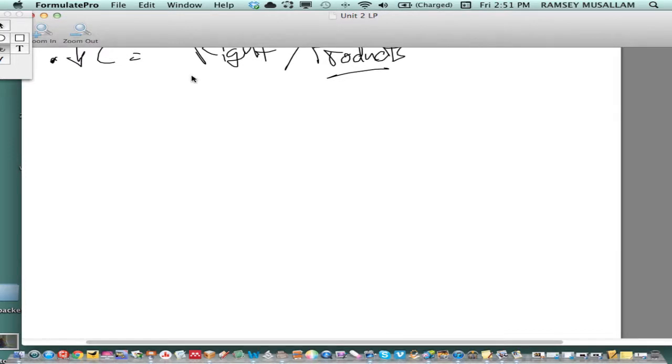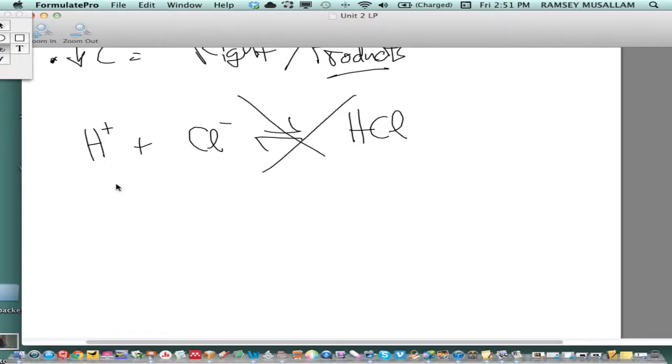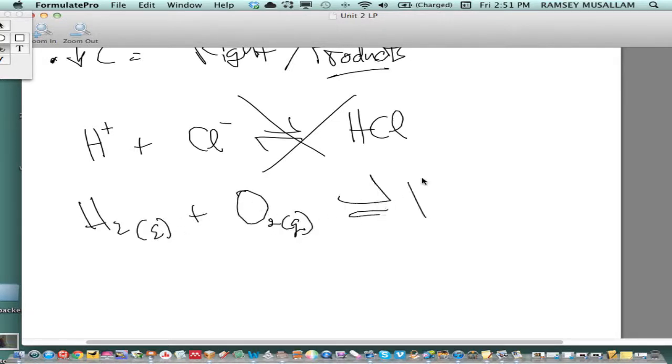So let's say we have this reaction. Let's do a net ionic reaction. H plus Cl minus is at equilibrium with making HCl. Okay? So the question I'm going to ask, no, that's stupid. I don't want to do that one. Sorry. What's a better reaction? H2 gas plus O2 gas goes to H2O, make it all gas.